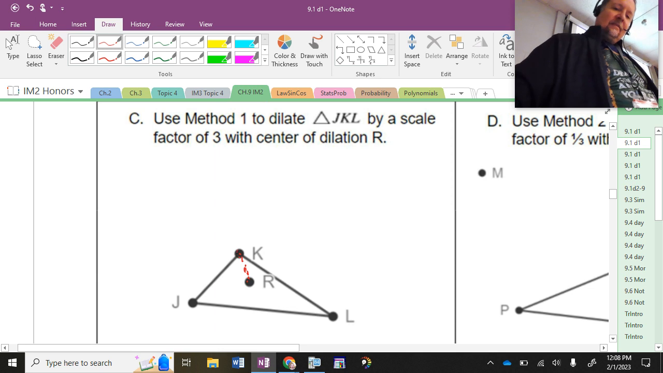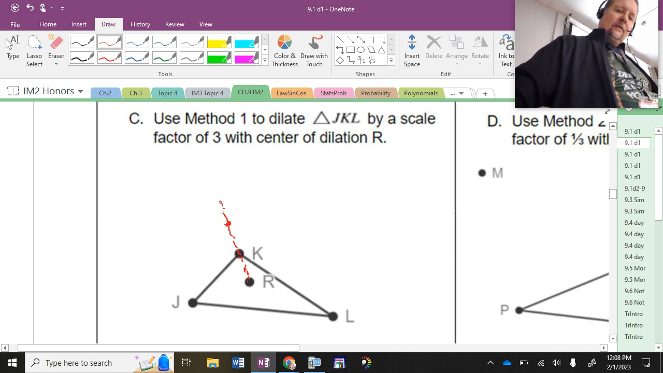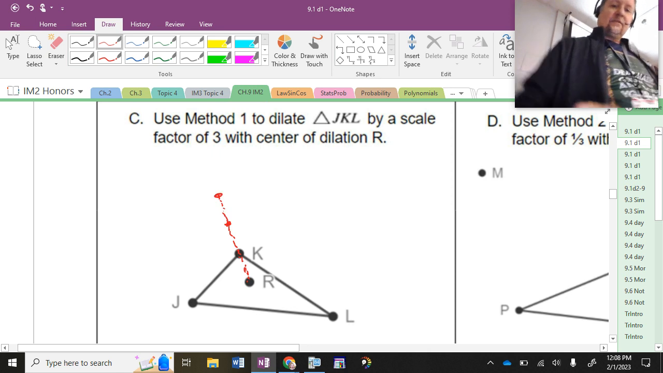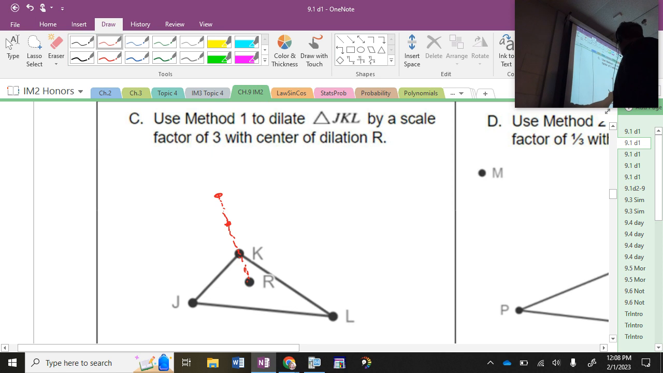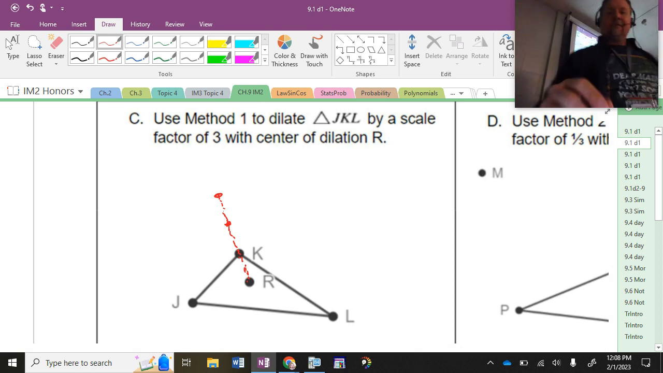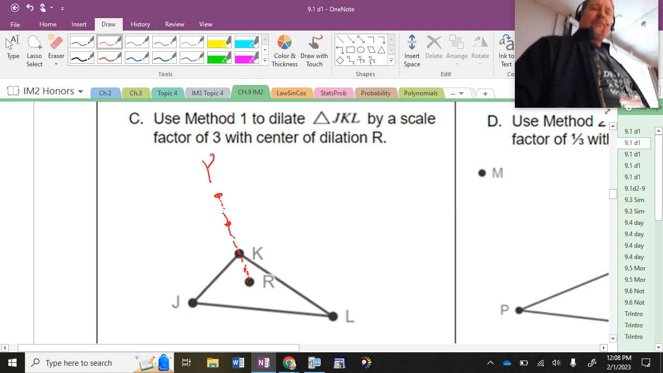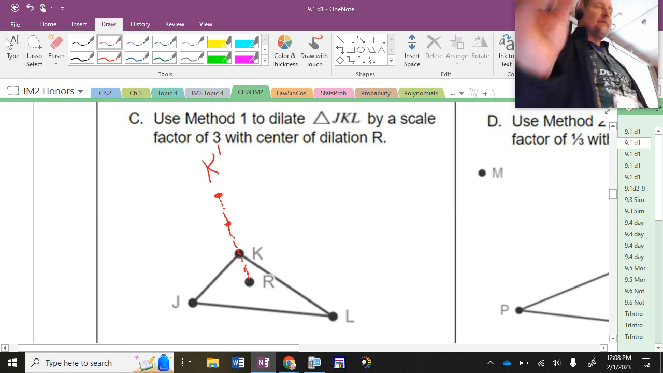All right. And maybe right there is a little bit better. And then maybe right there is a little bit better. Let me double check my distances. Finger. I like it. I like it a lot. Okay. So this is K prime. And then you know what I'm going to do?